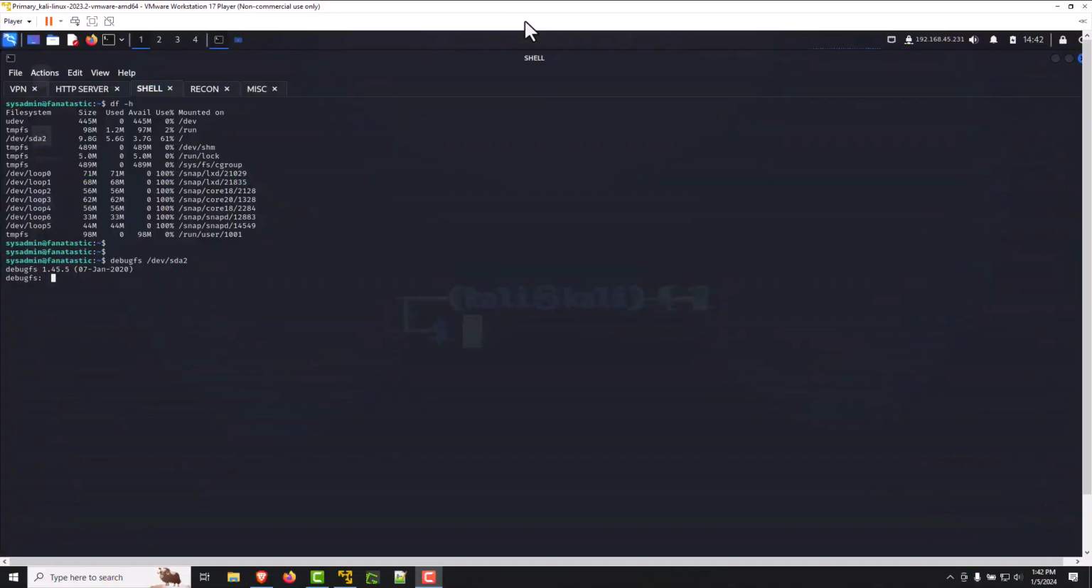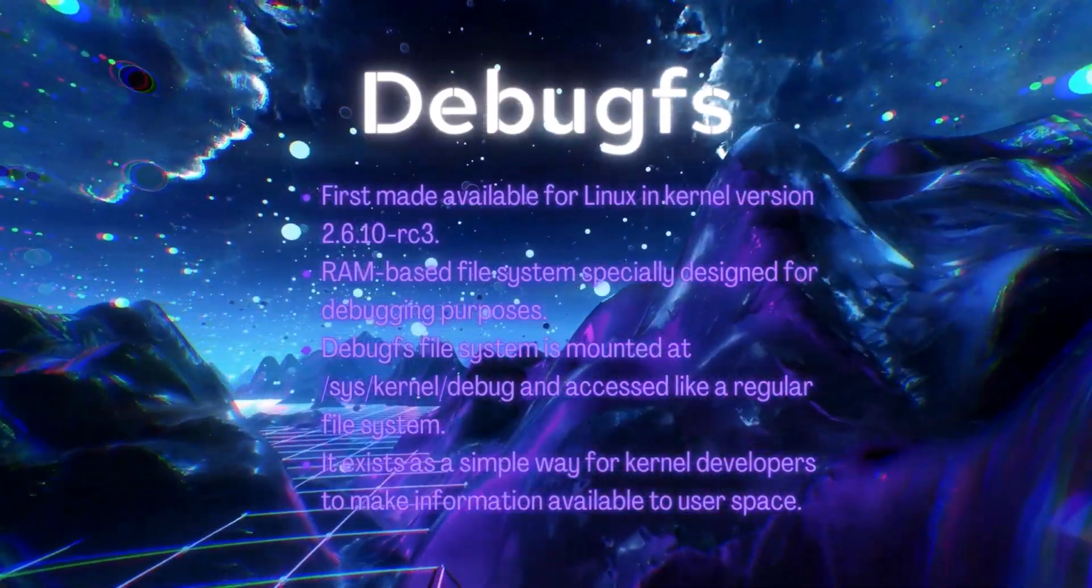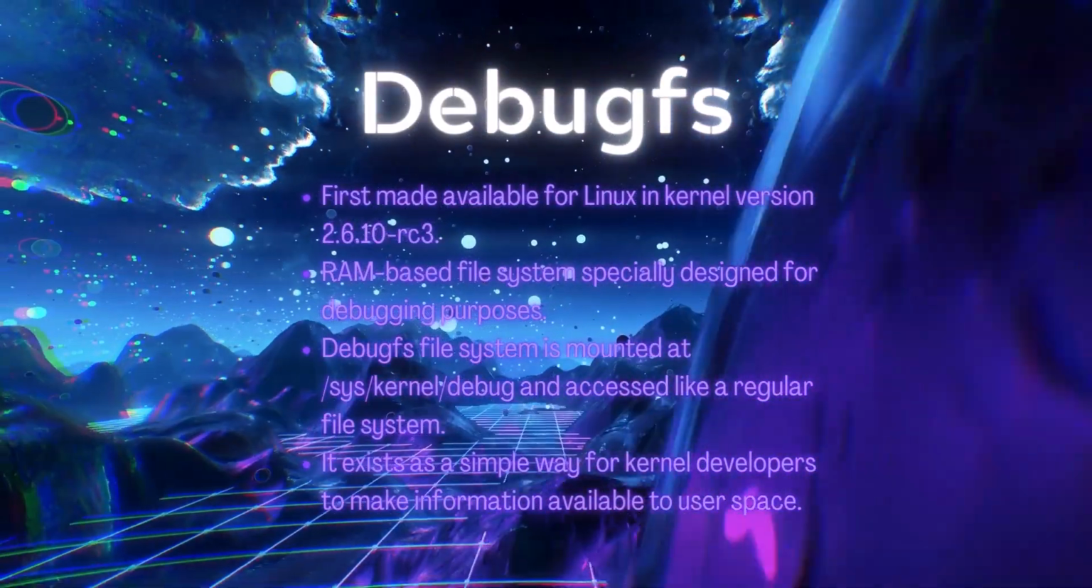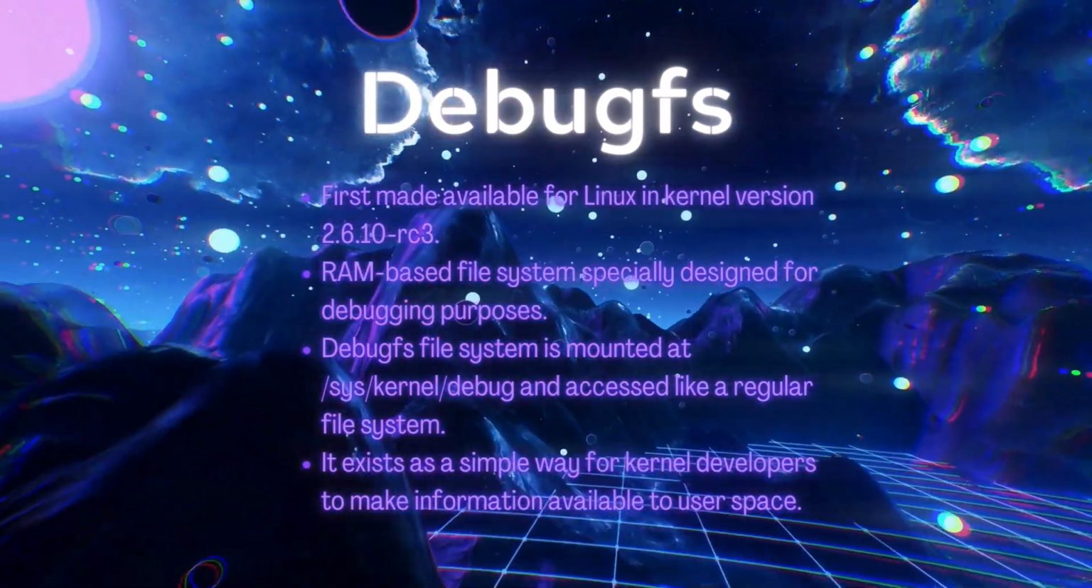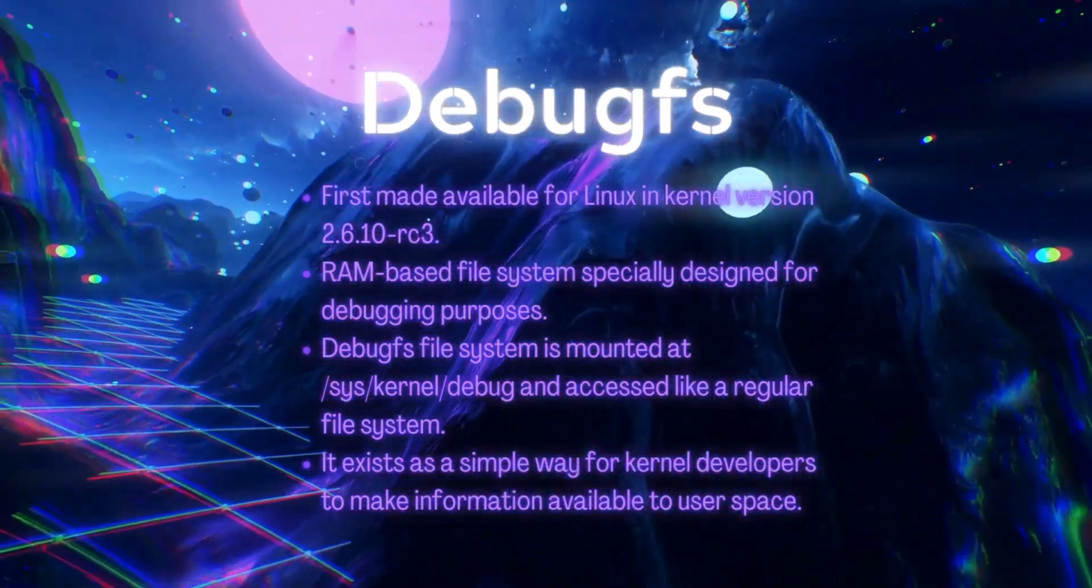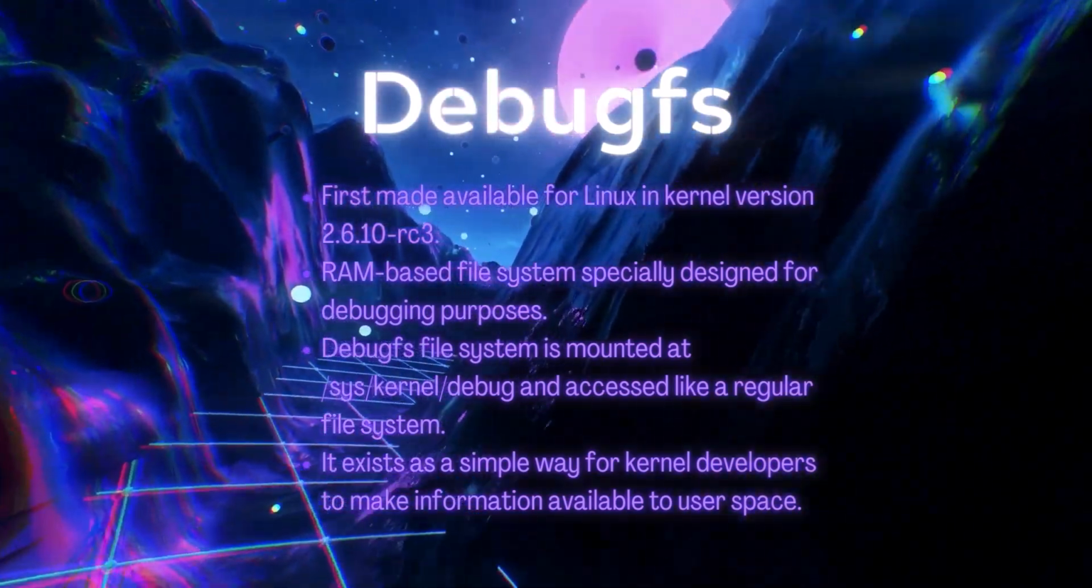Now that I know what partitions are available, I ran the debugfs command as shown in the CLI to see what access the sysadmin account has to the partition. When I ran the command as shown in the CLI, I got a debugfs prompt. Debugfs is a tool in Linux normally used for debugging. It exposes internal information like files, systems, and drivers. It's mounted at /sys/kernel/debug and accessed like a regular file system.